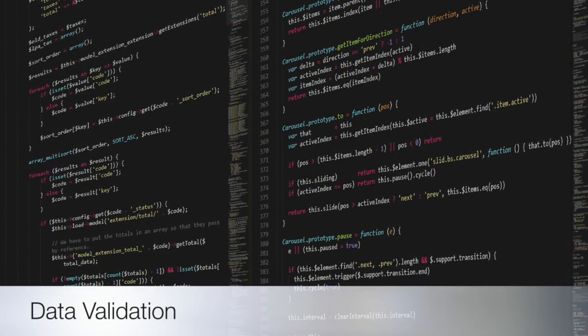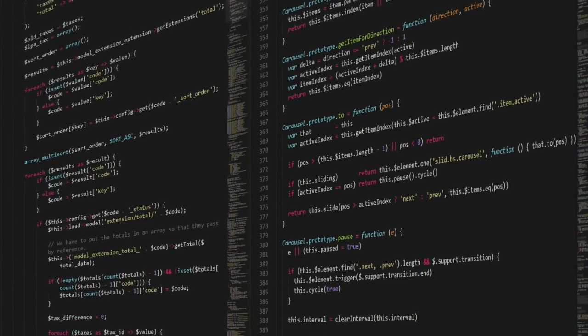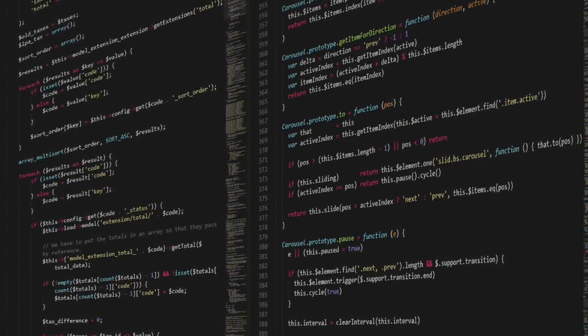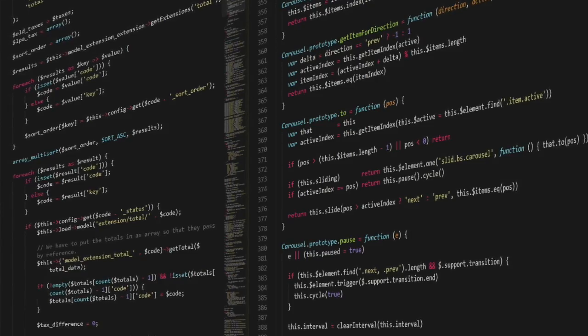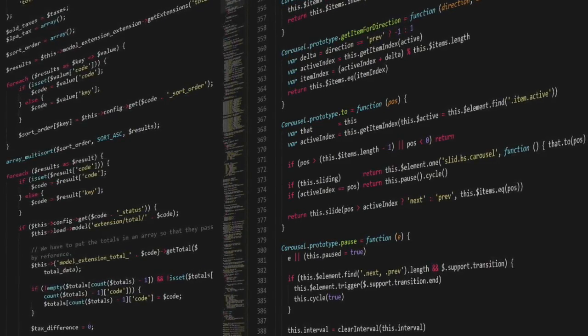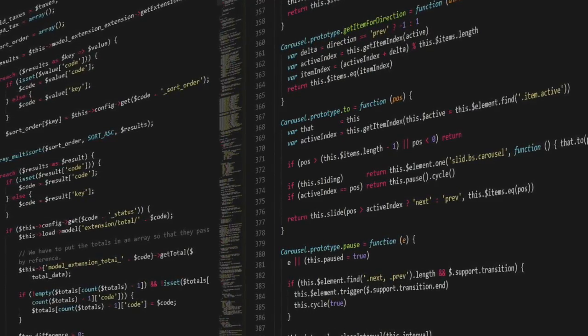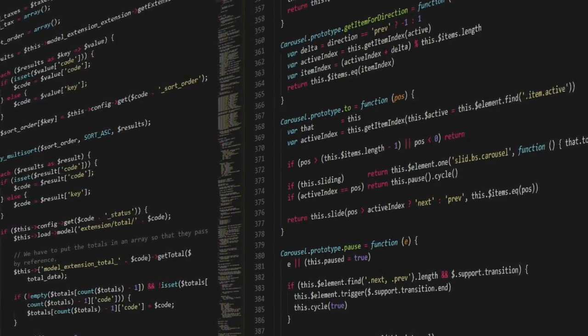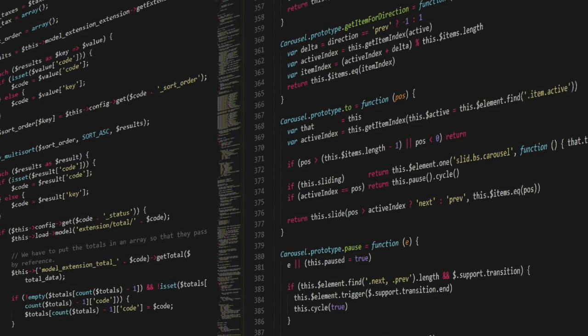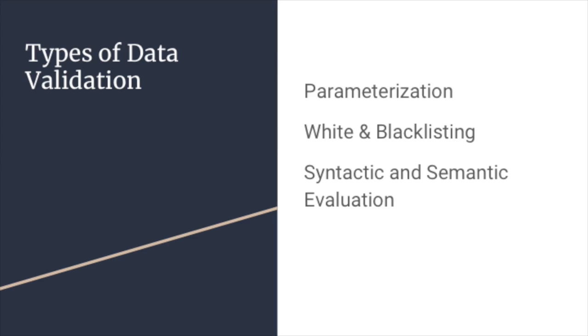Data validation is also incredibly important for database security. A reason why this is so important is SQL injection attacks. In a SQL injection attack, a malicious user inserts a SQL statement into a user input field, and from there has access to the entire database, where they can add, retrieve, or manipulate data, or even destroy it. To prevent that from happening, here are 3 different ways that you can validate data. You can validate data through parameterization, white and blacklisting certain information, and through syntactic and semantic evaluation or analysis.